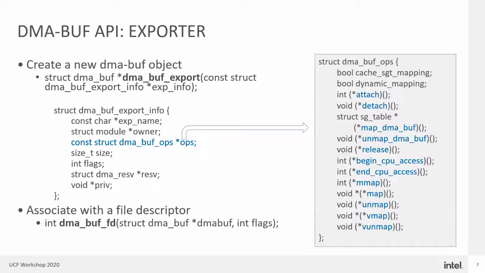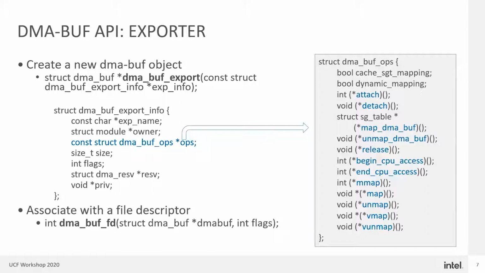From the exporter side, the DMA Buff API is quite simple. It basically only has two functions. The first is DMA Buff Export, which exports the buffer as a DMA Buff object. At the time of exporting, the exporter has to define the set of functions. It's shown at the right-hand side of the screen.